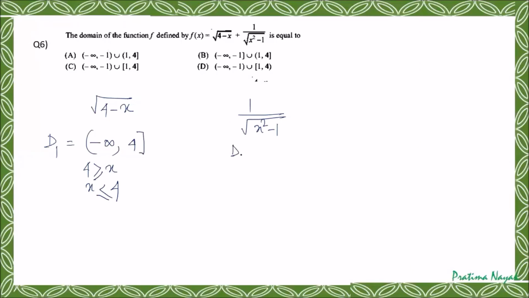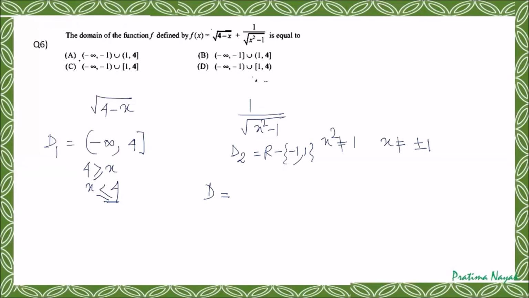And next coming to D2. D2 will be, you know that x square should not be equal to 1, or x should not be equal to plus minus 1. So it is all real numbers except -1 and 1. So you will take the intersection of D1 and D2. Intersection of D1 and D2, it will be how much? So the domain of this function will be less than 4 but not -1 and 1. So the answer will be how much?